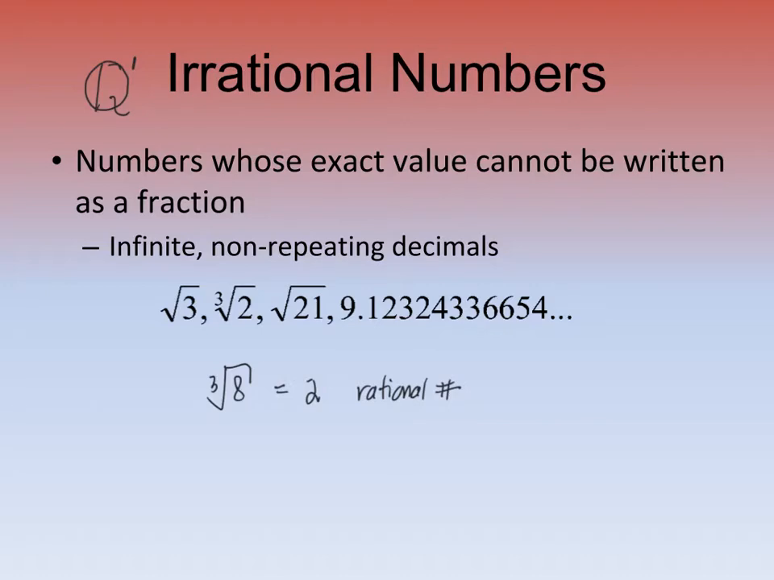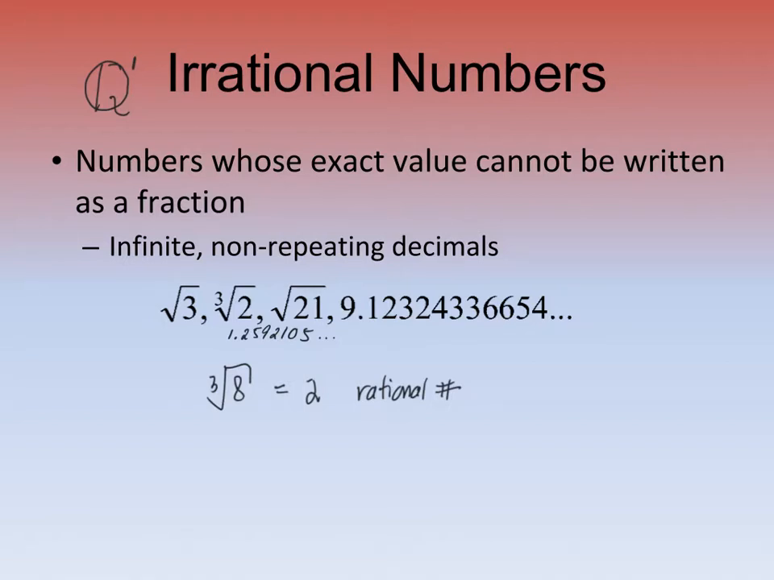But if you take the cubed root of 2, it would be 1.2592105 and might continue on forever. So that would be an irrational number. 9.12324333654, right? That has a non-repeating decimal. So we're looking at infinite non-repeating decimals. Most roots, unless they give a perfect integer answer, will be irrational numbers. Okay?